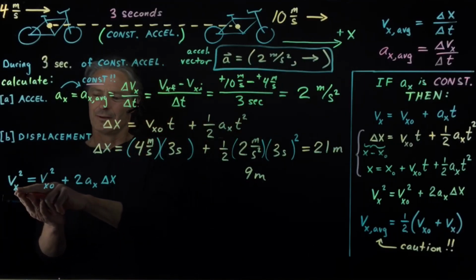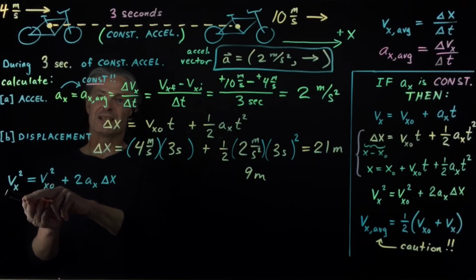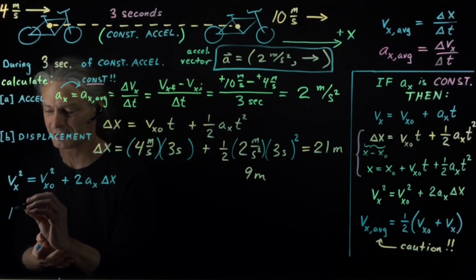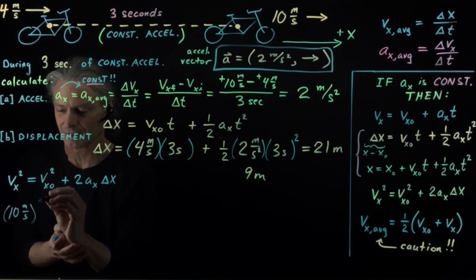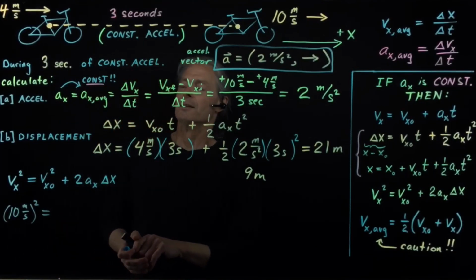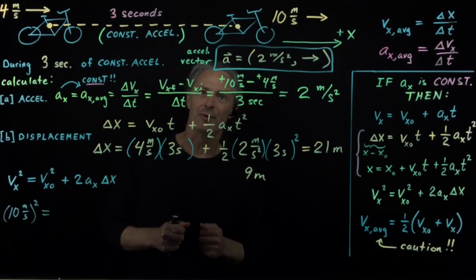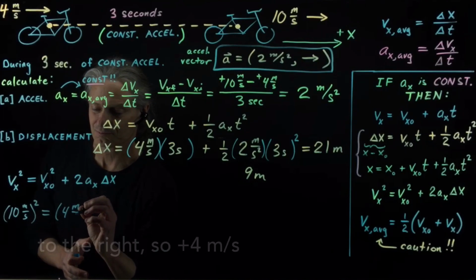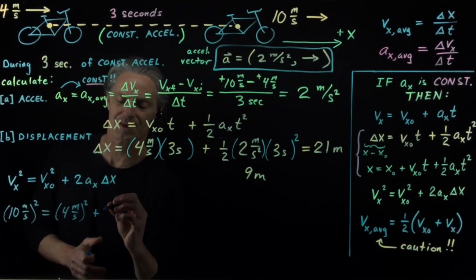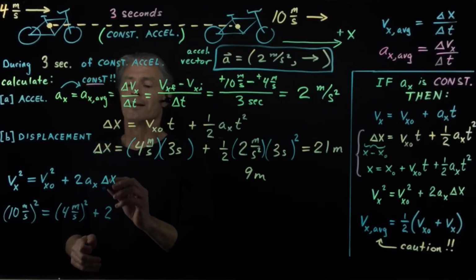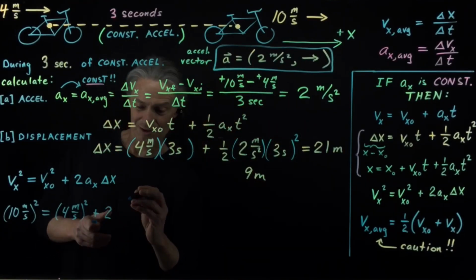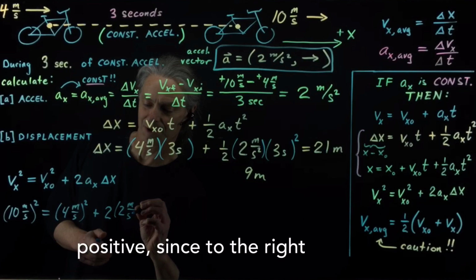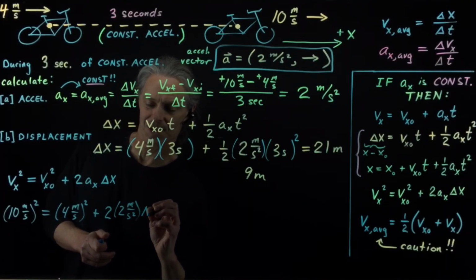Starting left to right. V sub x, that's the x component of the velocity at the end of the displacement. So at the end of the displacement, we've got an x component of the velocity of 10 meters per second. And I've got to square that. V sub x0, that's the x component of the velocity at the beginning of the displacement. That's this 4 meters per second. Then I've got my plus, I've got my 2. A sub x, that's the acceleration, the x component of the acceleration. We already figured that out. That's 2 meters per second squared. And then delta x is what we're looking for.